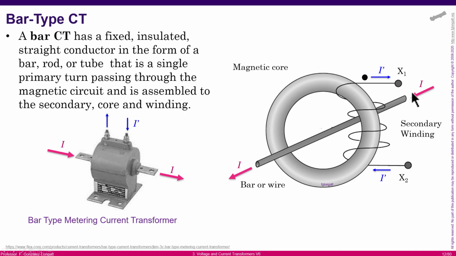And you must remember that when the AC current is moving in a wire, you have a magnetic field, and that magnetic field in the space surrounding the bar or the wire is interacting with the magnetic core. In that magnetic core we have a winding, and that is the secondary winding. As a consequence, the bar CT is a very simple CT. However, the main difference is there is no specific primary winding, okay?